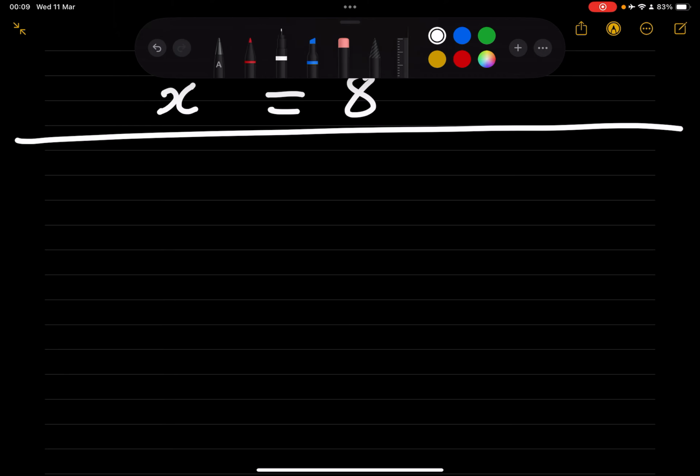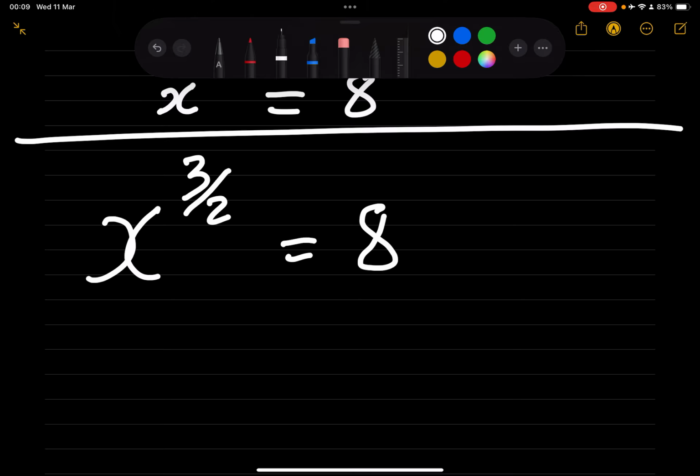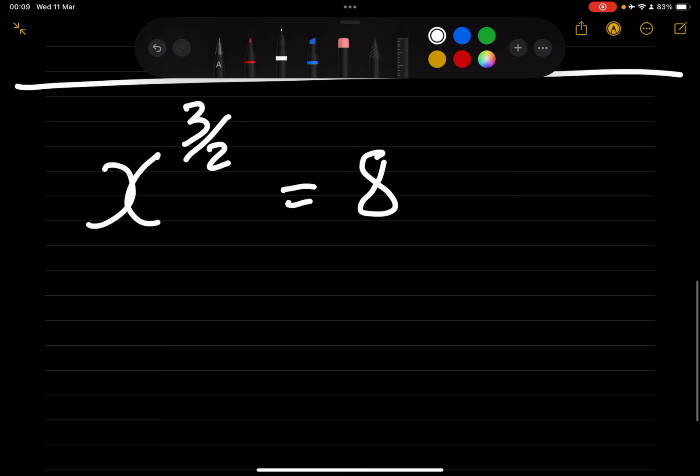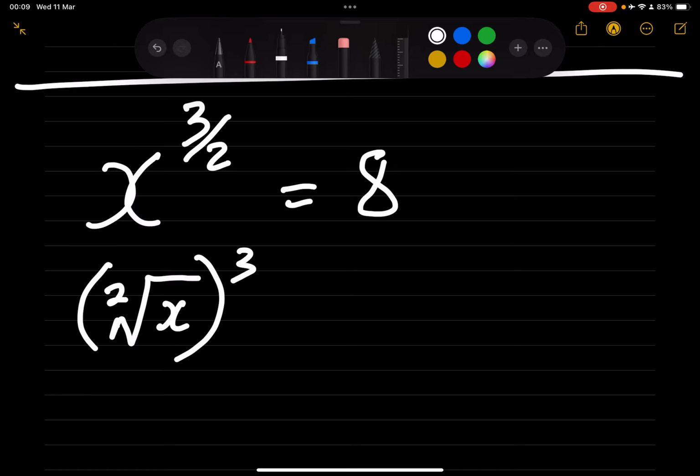Let's go to 3. We have x to the power 3 over 2 equals 8. We need to convert to a root. The root is 2, which means square root. I can show it. It's a square root of x, and then all to the power of 3. Remember, the numerator is the power, which is 3, equals 8.